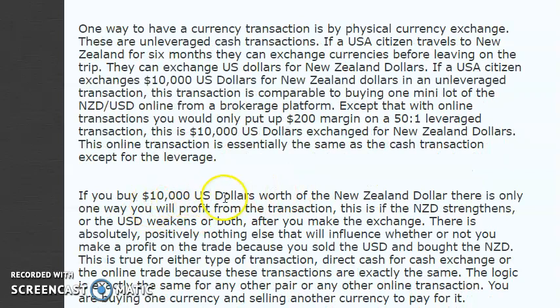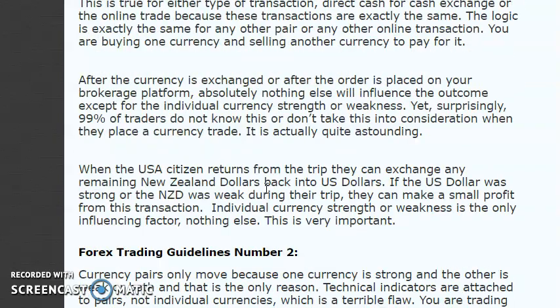So if they buy $10,000 US dollars worth of New Zealand dollar, if they come back from their trip and they still have some New Zealand dollars, they can exchange the New Zealand dollars back to US dollars. So this is like a round trip, buying the New Zealand US dollar pair and then closing the transaction if you're doing an online transaction.